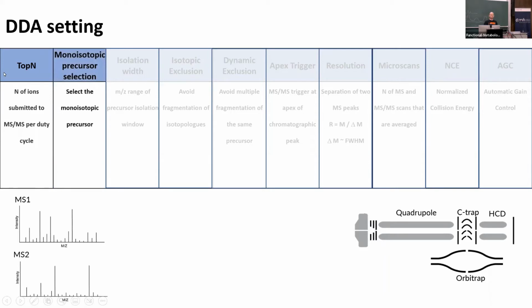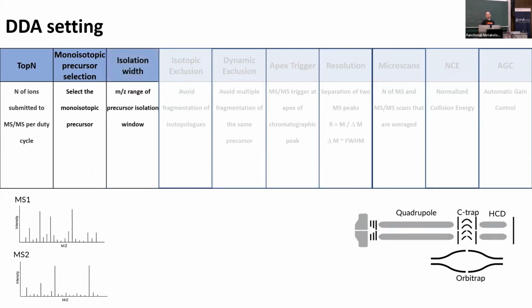Then monoisotopic precursor selection, that was your question, right? So here we can set the machine to exclude everything in an isotopic pattern, so we don't get multiple MS of the different isotope groups.